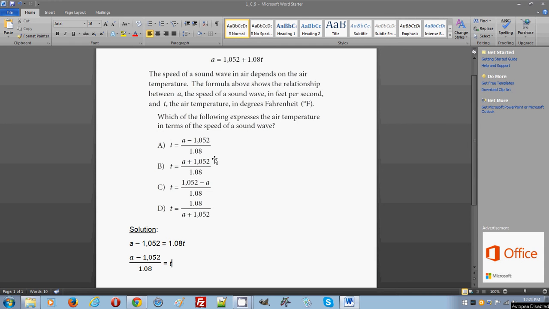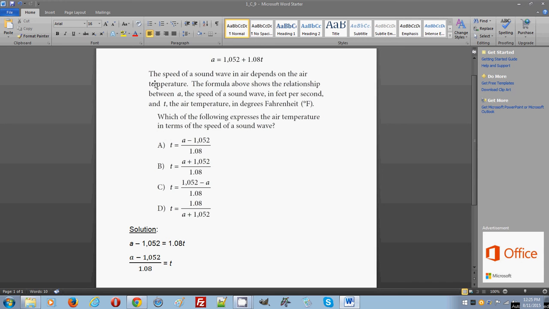Okay, so this problem is a linear function problem, right? It expresses a in terms of t. So it just asks you to rewrite the equation so that t is expressed in terms of a. And let's see what a and t mean.